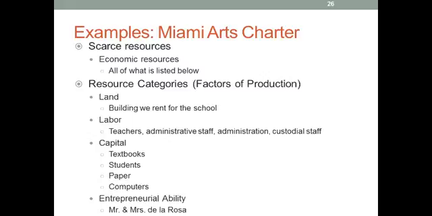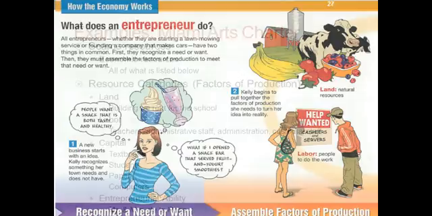And the entrepreneurial ability comes from Mr. and Mrs. De La Rosa, right? So our product is graduates. We graduate wonderful, wonderful people who go on to do wonderful, wonderful things. But the students, as students, you're still capital. We're taking what you are and making you into something else, all right? Hopefully something better, right? So this is an example of how factors of production operate.